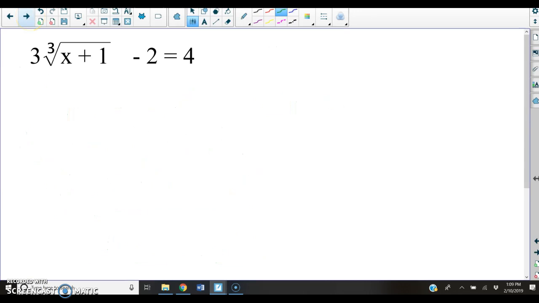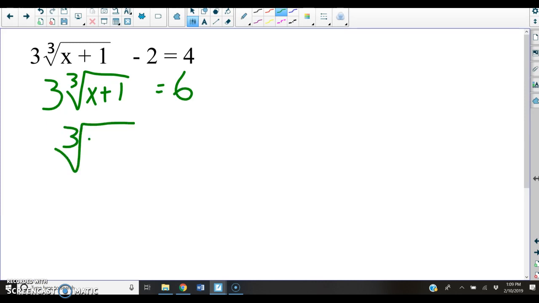Okay. Oh, a cube root. Could you deal with this? It really is not any different. Okay. 3 cube roots of x plus 1, we'll add 2 to get 6. Do we consider dividing out the 3? I hope you agree that we should this time, because that's going to make it a much easier number to work with rather than cubing 3 and cubing 6.